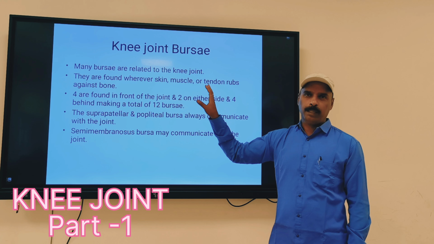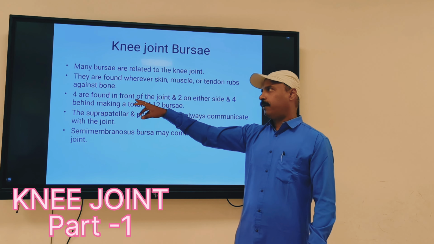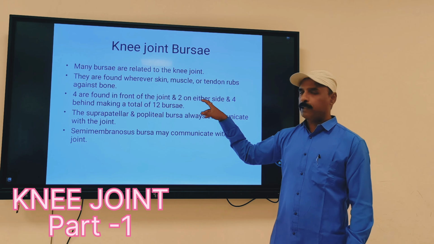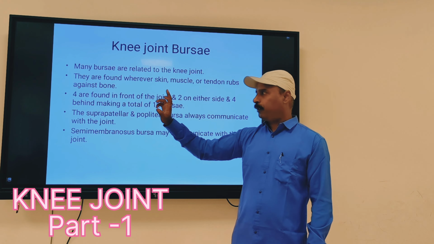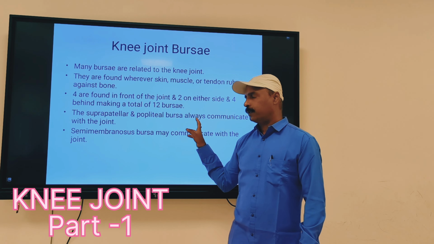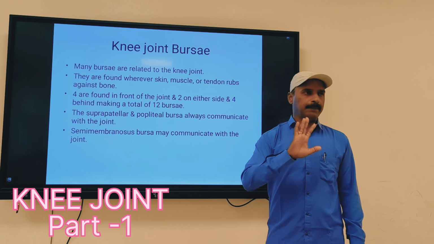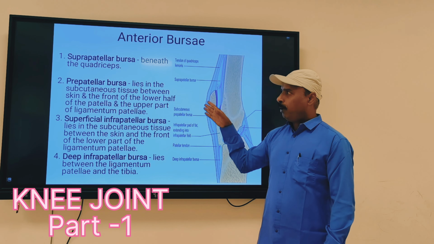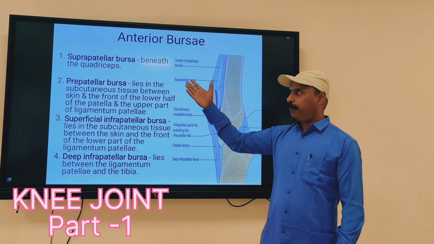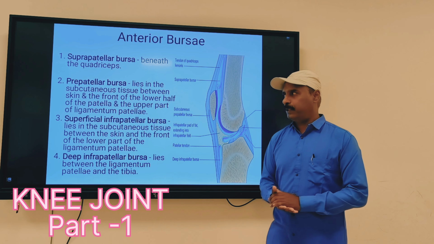So you just have to tell that the knee joint has 12 bursas: 4 in front, 2 on either side, and 4 behind, making 12. You just have to tell this much; explanation is not required for the theory. Maximum you have to remember this. We have anterior bursa and posterior bursa, prepatellar bursas and all, which I have told in the content of the front of the thigh region.